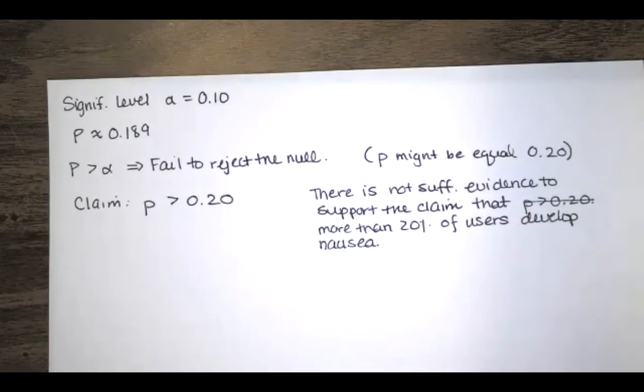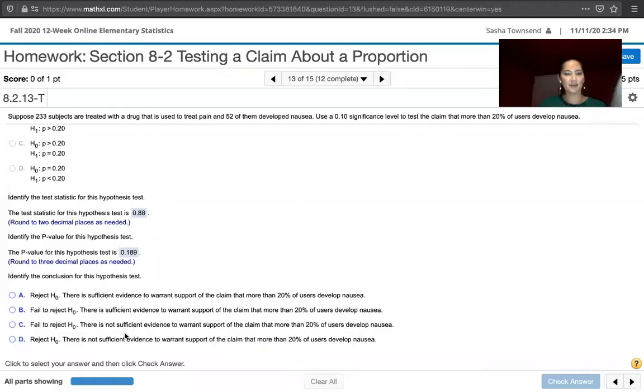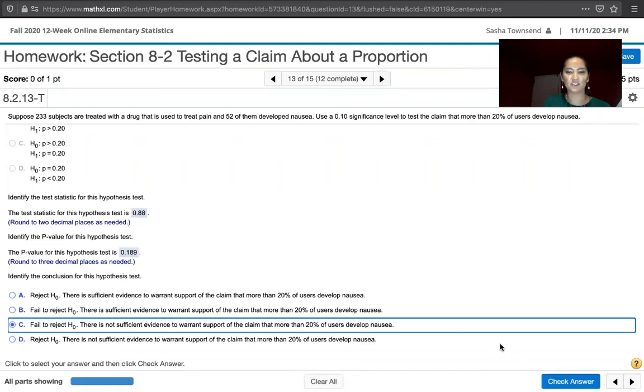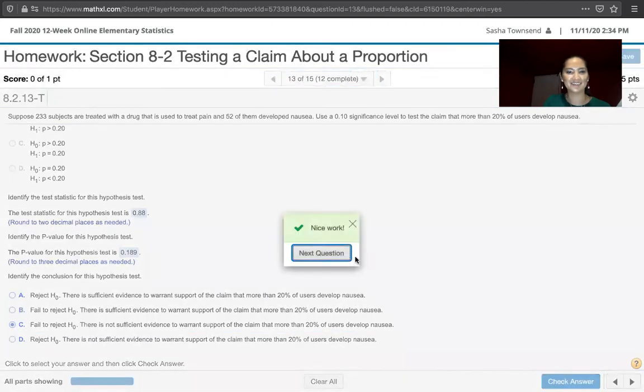All right, let's go back to our homework. Okay, we failed to reject the null, and we say there is not sufficient evidence to warrant support of the claim that more than 20% of users develop nausea. Great, and that was the end of that question.